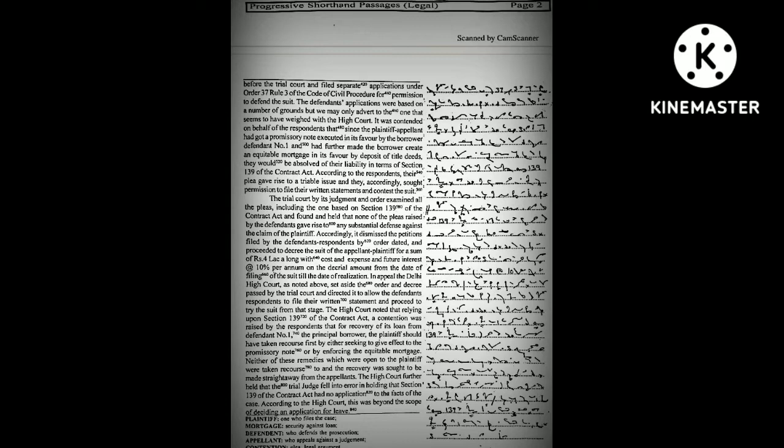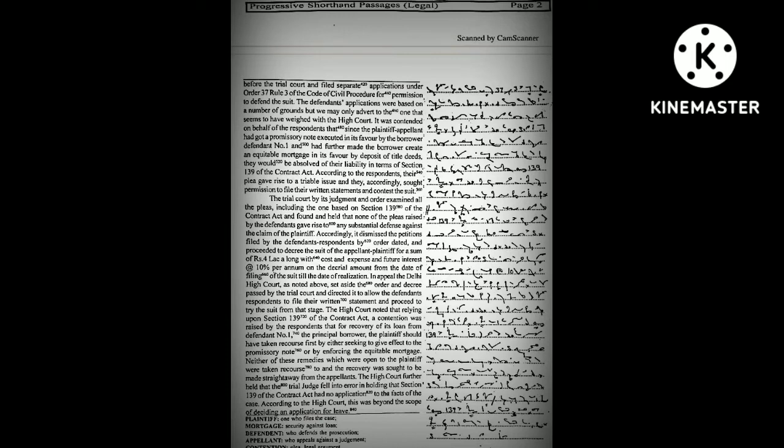The trial court by its judgment and order examined all the pleas, including the one based on Section 139 of the Contract Act, and found and held that none of the pleas raised by the defendants gave rise to any substantial defense against the claim of the plaintiff. Accordingly, it dismissed the petitions filed by the defendants respondents by order dated, and proceeded to decree the suit of the appellant plaintiff for the sum of rupees 4 lakh, along with cost and expense and future interest at 10% per annum on the decretal amount from the date of filing of the suit till the date of realization.